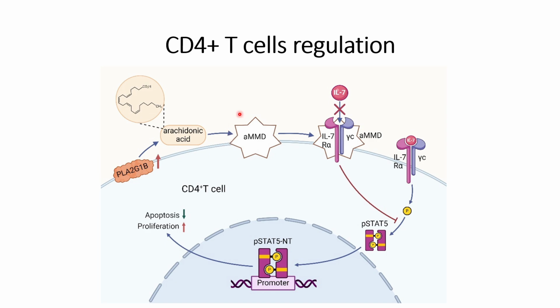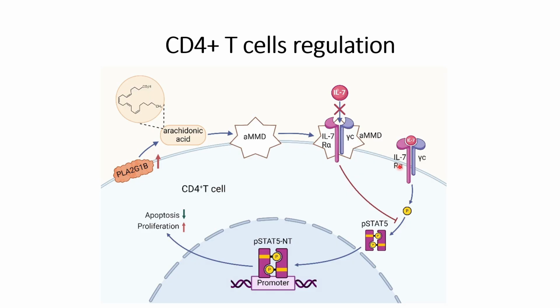This abnormal membrane microdomain can interact with the IL-7 receptors, as we have discussed. These are usually formed in the pancreas, whereas it can act as a negative regulator for the CD4 plus T cell formation. On the other hand, when this PLA2 G1B is not present, then it will allow IL-7 interaction with its receptors.